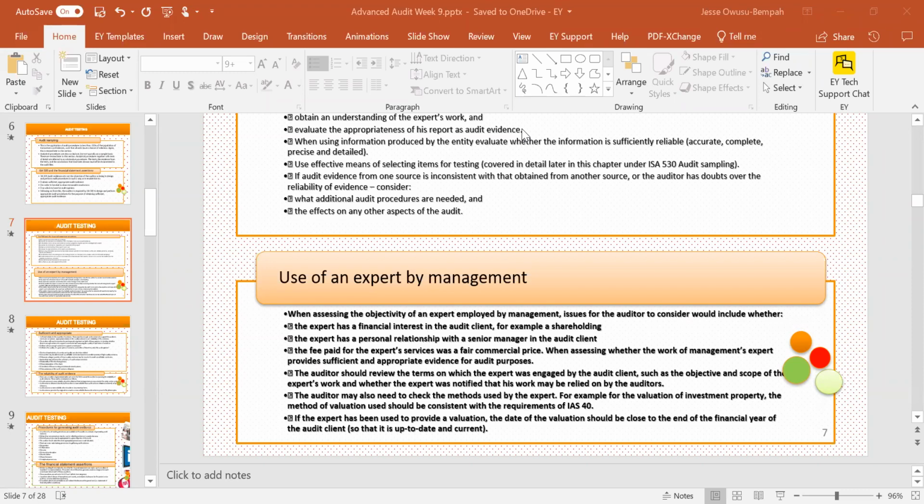Number four, the auditor should review the terms on which the expert was engaged by the audit client. So you look at the terms, which is self-explanatory. What terms were they engaged in? What was the objective? What was the scope? What were the boundaries for the work? All these things should be in the terms of engagement with the expert.